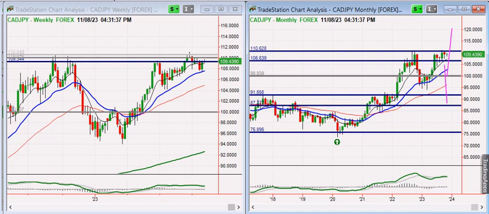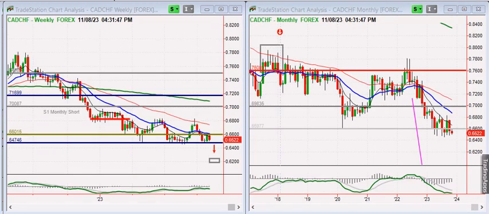Let's have a look at the Swiss pairs, CAD Swiss. So the Swissy is strong. Well, there was some weakness, right? So we've got a counter trend rally, but overall it's strong. The prior high was respected. This is a lower high. Now we're back at this important level. It's at the quadruple bottom.